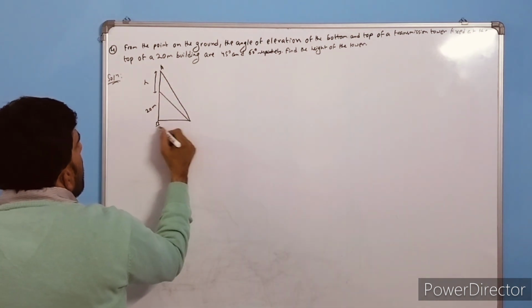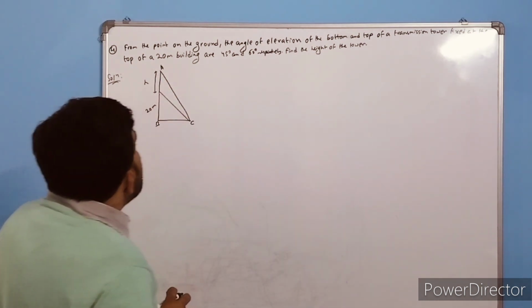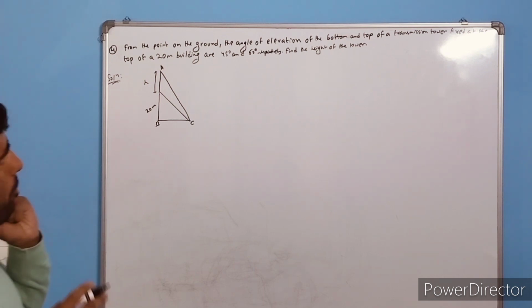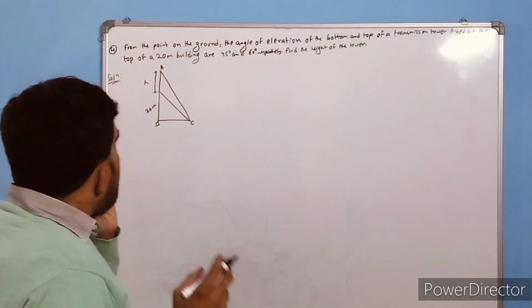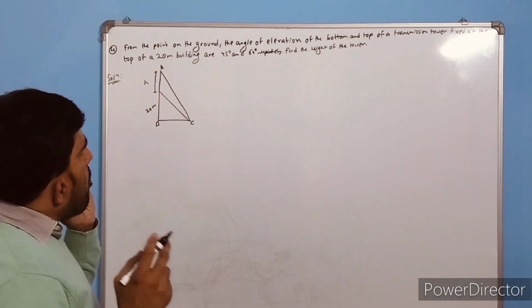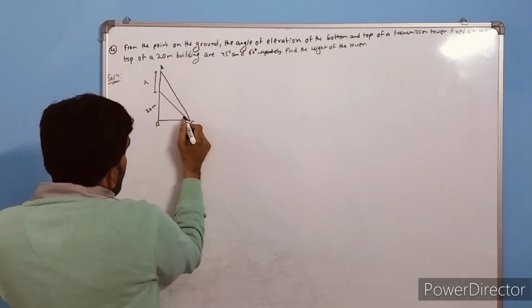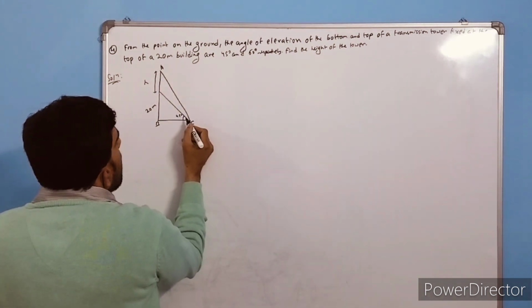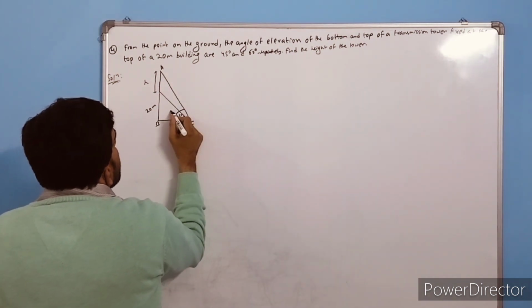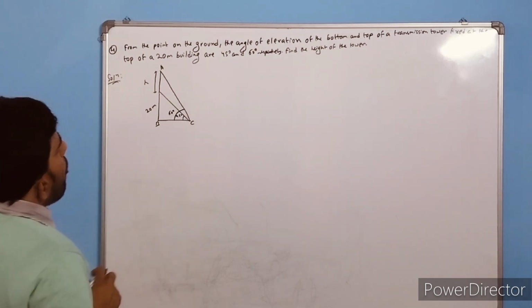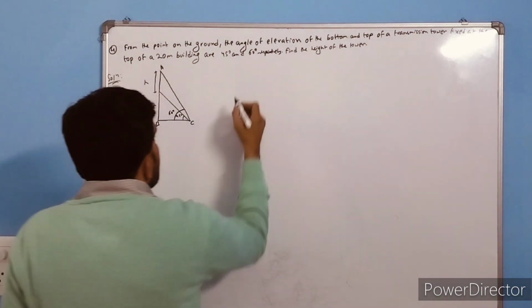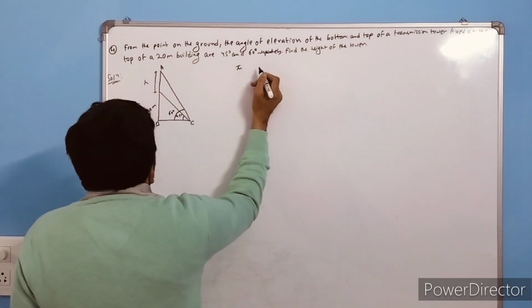A, B, C. Now what they are saying is from a point on the ground, the angle of elevation of the bottom and top of a tower fixed at the top of a building. The bottom angle is given as 45 degree, and the top of the tower is 60 degree. What we need to do is find the height of the tower. Let's try to solve it.